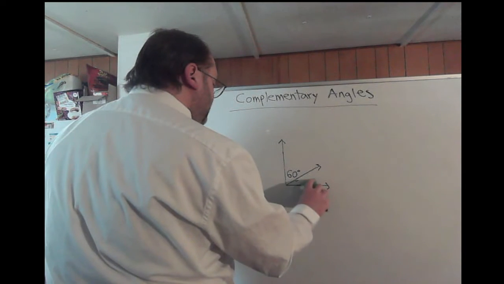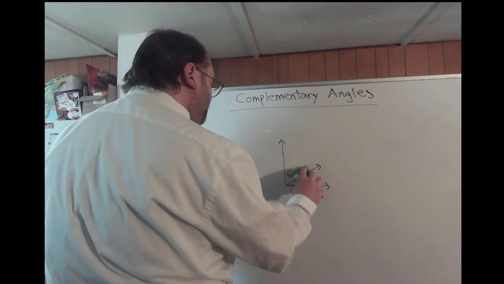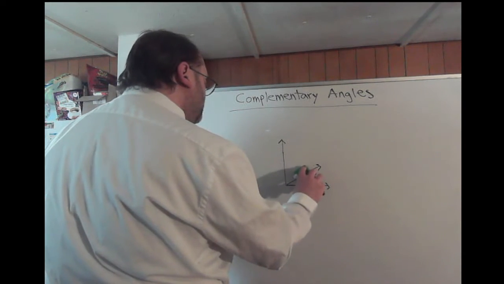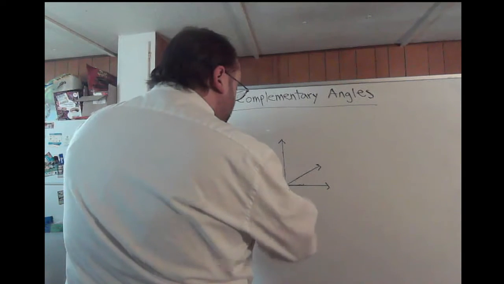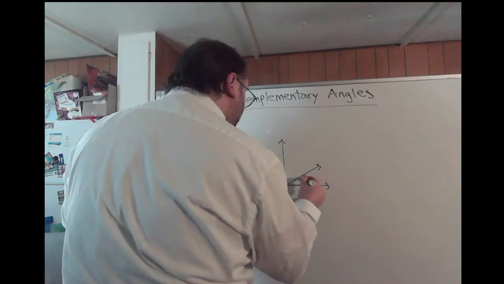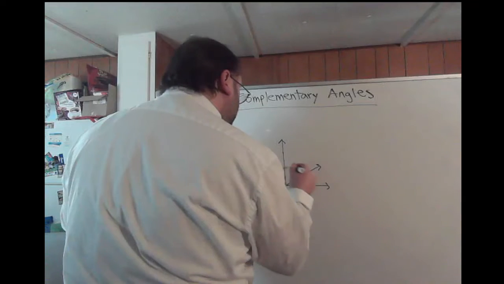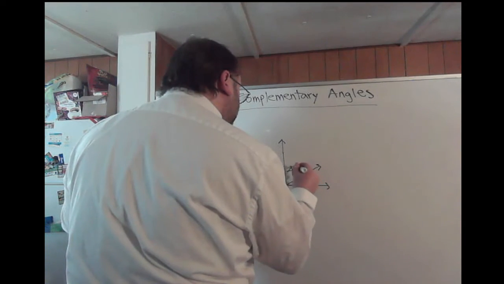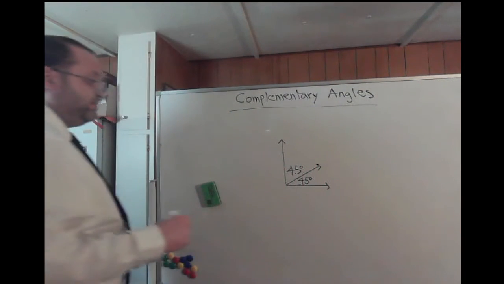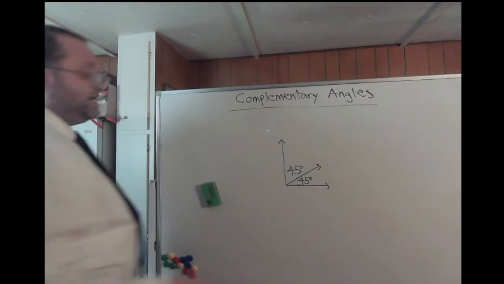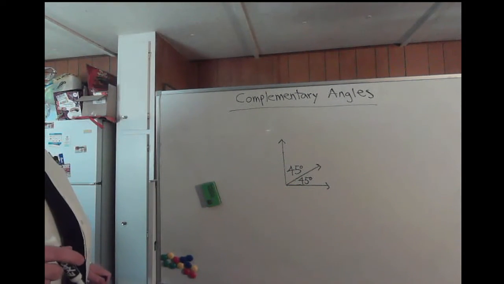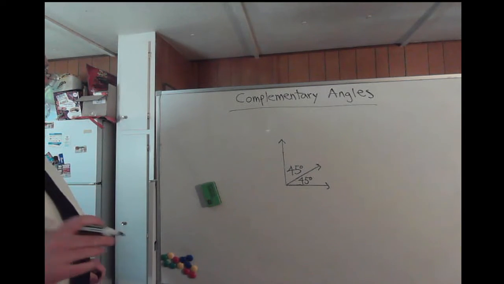Or let's say we had, I know this isn't exact, 45 degrees and 45 degrees. Clearly they're not each 45 degrees, but let's just say they are. 45 and 45 are complementary angles to each other because when you add the two together, they equal 90.